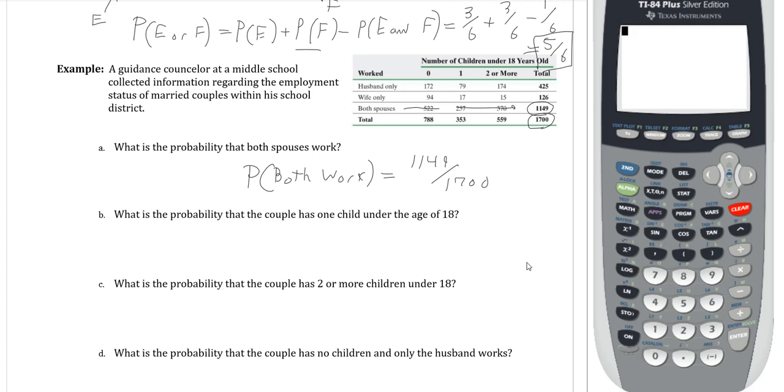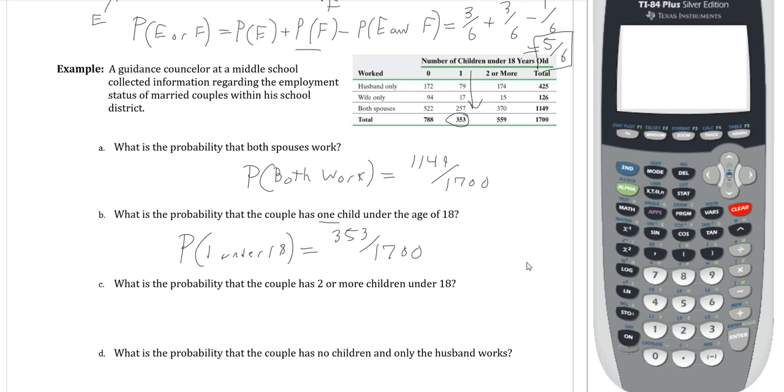Next, what is the probability the couple has one child under the age of 18? All right, so the vertical columns are the number of children under the age of 18. We want one child, so that is 353. So the probability of one child under 18 would be 353 out of 1,700.